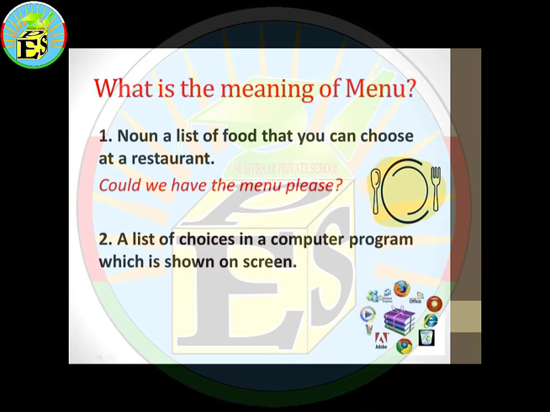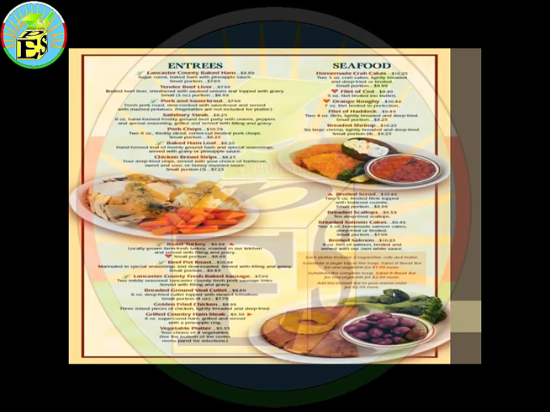So here you have some programs, some apps shown on screen. This is called a menu as well. And this is how a menu looks like. When you go to a restaurant, you ask for the menu and they will bring you something like this. It includes pictures of the food, prices, and the names of the plates and dishes you want.